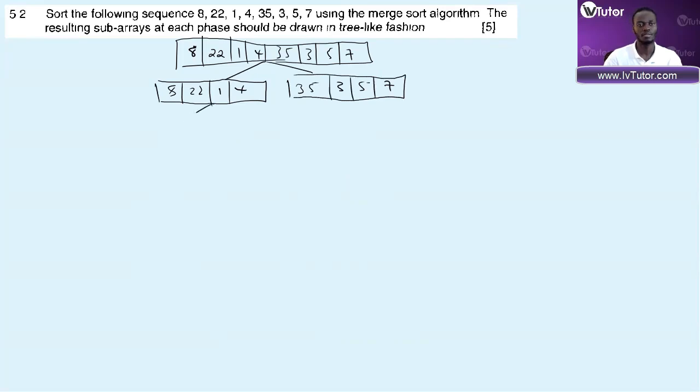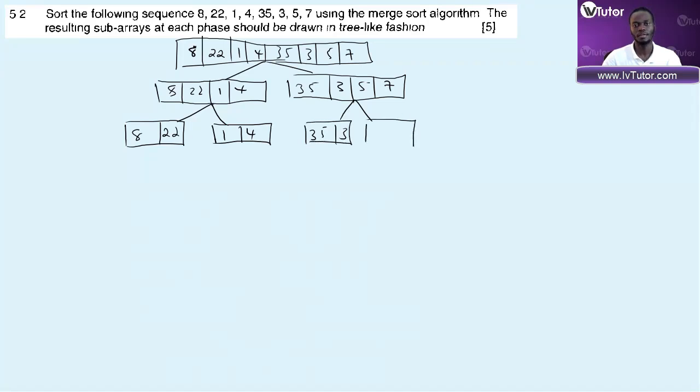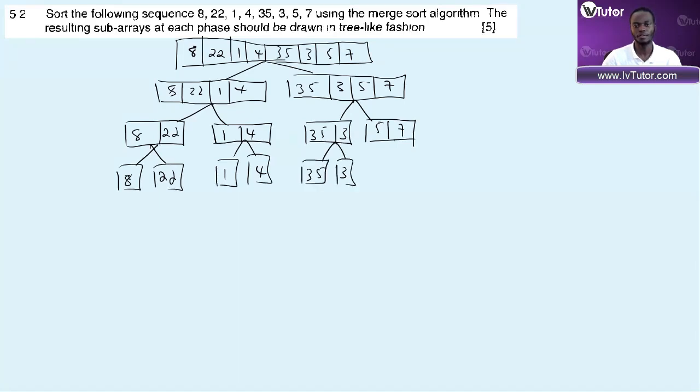Like that. I split these. I've got 8 and 22. And here I've got 1 and 4. I split these. I've got 35 and 3. And here I have 5 and 7. I keep splitting. So now I have 8 here, 22 there. I split these. I have 1 here, 4 there. I split these ones. I have 35, 3 there. I split these. I have 5, 7 there.